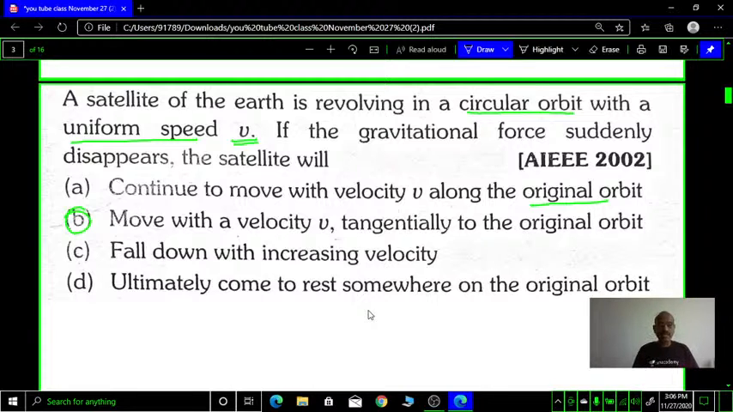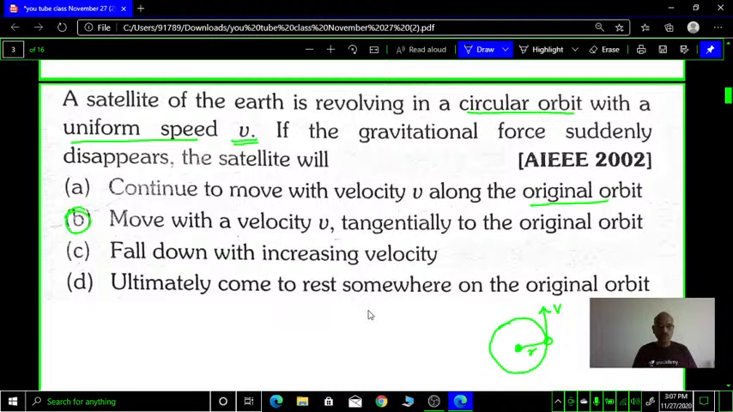Generally, whenever a body moves in a circular path of radius r, once you release it, it suddenly moves tangentially with the velocity. The same applies here. The necessary centripetal force is provided by the gravitational force, and that makes the satellite move in a circular orbit.